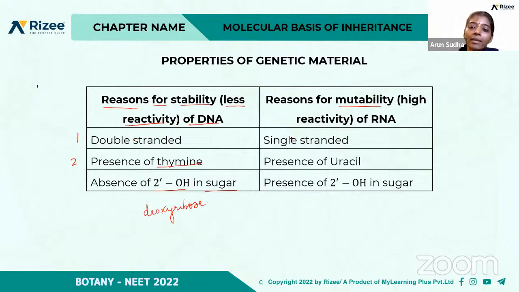But if you take the RNA, it is single-stranded, so it is not very stable. But DNA follows the Chargaff rule, there occurs hydrogen bonding, and the stability is more when compared to that of RNA. And RNA shows the presence of uracil instead of thymine, and also the presence of the 2-hydroxyl group in the ribose sugar. So that is also one of the reasons for the high reactivity. That is, its reactivity rate is high. So DNA is more stable when compared to RNA.